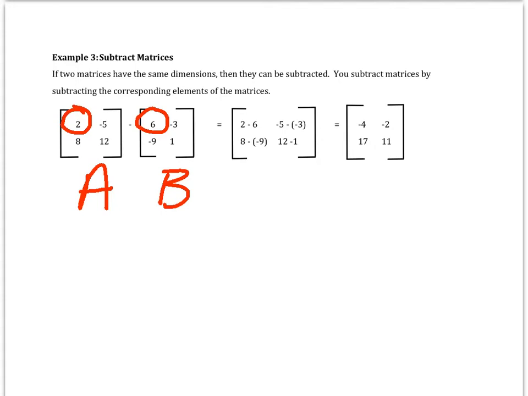2 minus 6, -5 minus -3, 8 minus -9, and 12 minus 1. Be very careful here to subtract your integers correctly to get a correct answer. 2 minus 6, we'll put that in the answer matrix in the corresponding position, is -4. -5 minus -3 is -2. 8 minus -9 is 17. And 12 minus 1 is 11. So this would be our answer matrix.